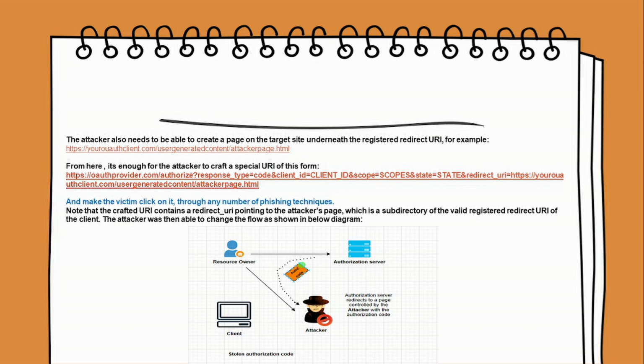And here the authorization server is going to allow it. Why? Because you have the subdirectory validation. Now you see how the problem is going to come from this.